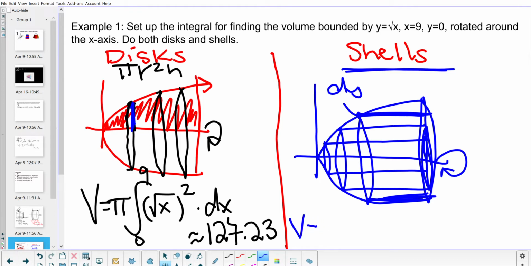So volume is, okay, so this is the first time we've done this. Well, it's 2 pi RH. So we've got 2 pi. We can move that outside. And then if we're doing this in terms of y, our original area is the same one that I shaded over here in red. And that goes from 0 to the x value 9.